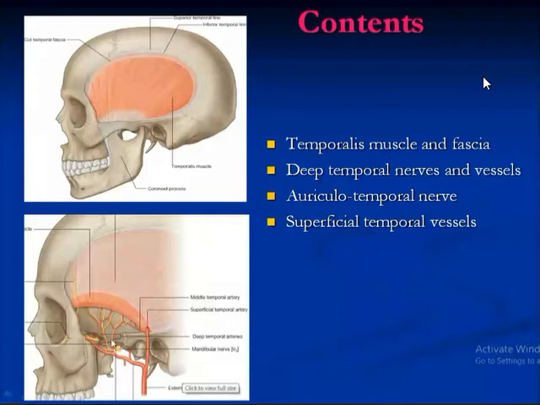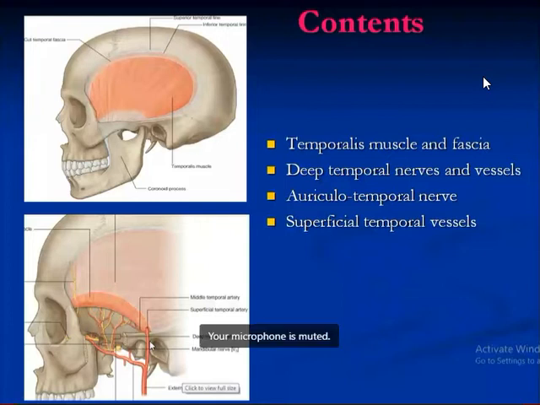And next, just behind the TMJ, the temporomandibular joint, and in front of the external acoustic meatus, you can see one artery. This is known as the superficial temporal artery. Along with that, we have the auriculotemporal nerve, and this auriculotemporal nerve is a branch of the mandibular nerve. Now, these all are the contents of the temporal fossa or the temporal region.